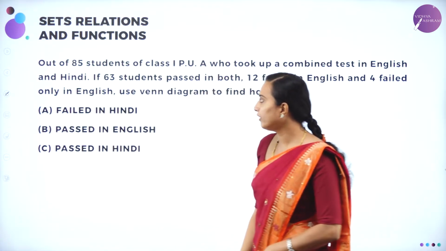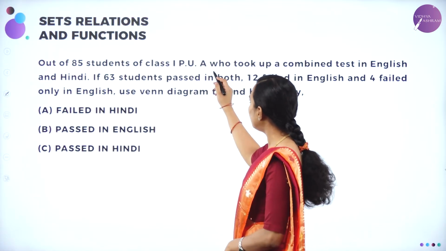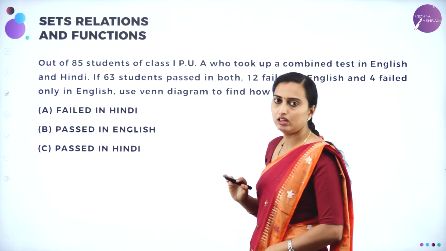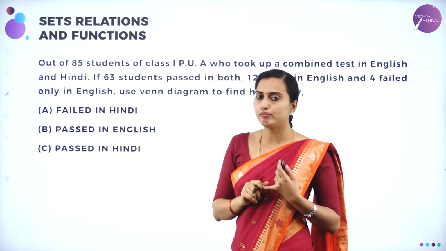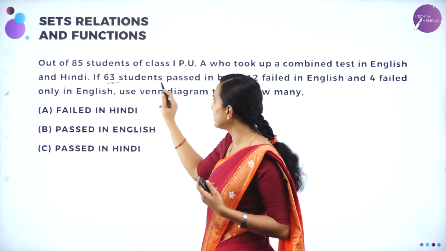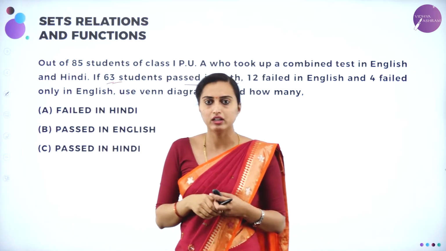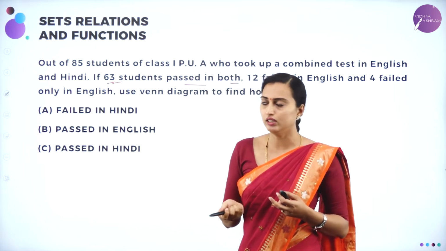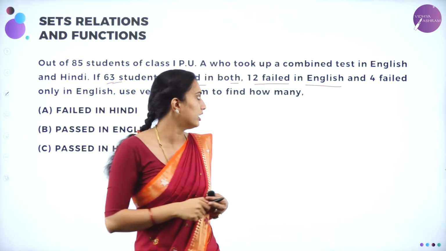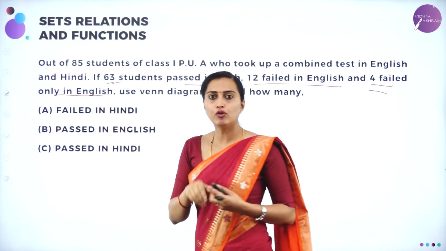Here, out of 85 students of a class, first PUC, who took up a combined test in English and Hindi, they will be taking a combined test of both Hindi and English. If 63 students passed in both, that means you are going to have intersection, right? E intersection H. 12 failed in English, and 4 failed only in English. 4 of them will fail.